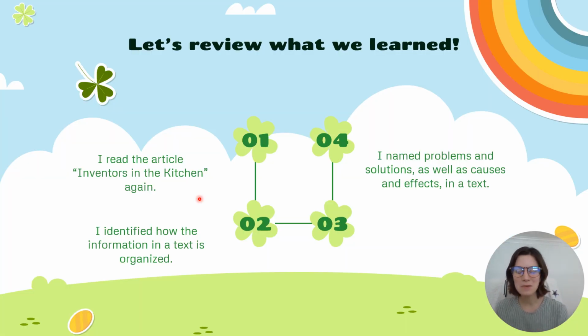All right, let's review what we learned. I read the article Inventors in the Kitchen again. I named problems and solutions as well as causes and effects in a text, and I identified how the information in a text is organized. These are all things that you did in this lesson with me.